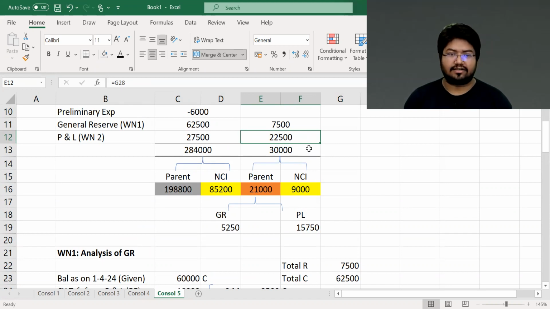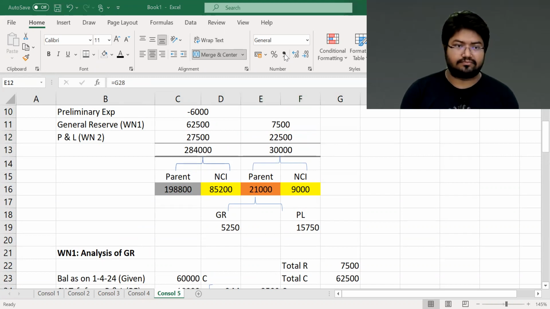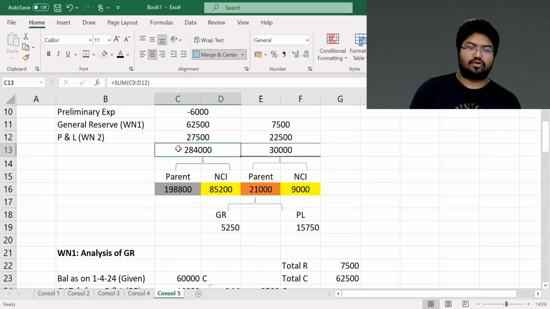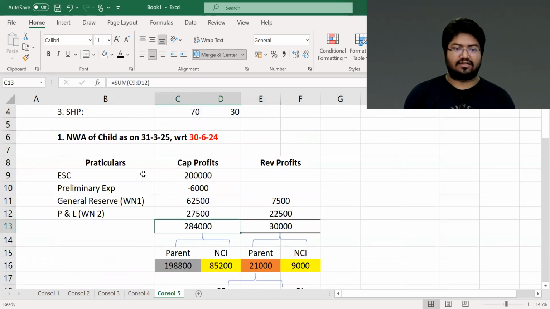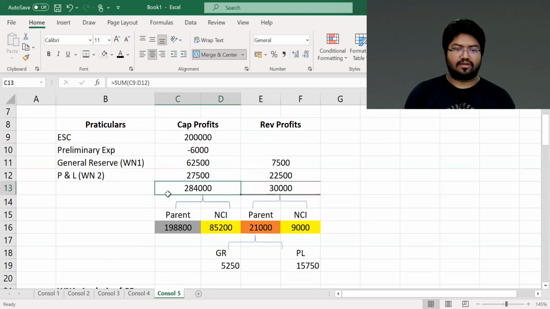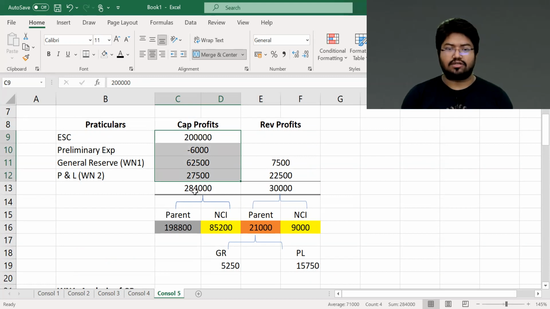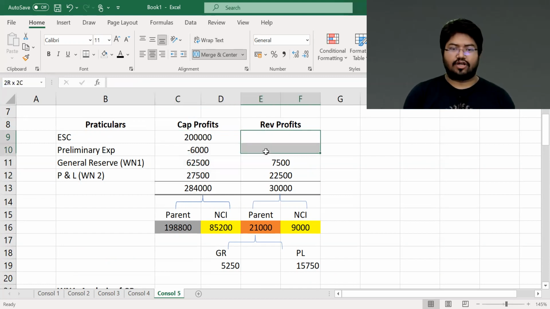Is that clear till here? Yes, sir. Now, with this, we are done with all net worth items for the child. And the total of your capital items comes to 2,84,000. Total of revenue items comes to 30,000. Is that clear?